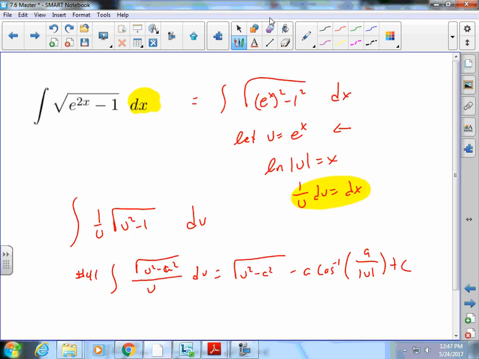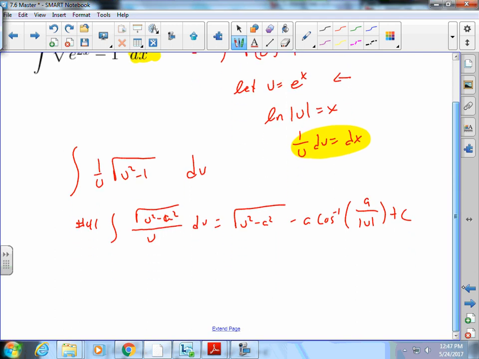So now we're going to go back, and we know what we have, and we can do all our substitutions. We know what u is. We know what a is. So u is e to the x. So e to the x squared, where that's e to the 2x, minus 1 squared is just 1. Minus a. Oh, a was just 1.